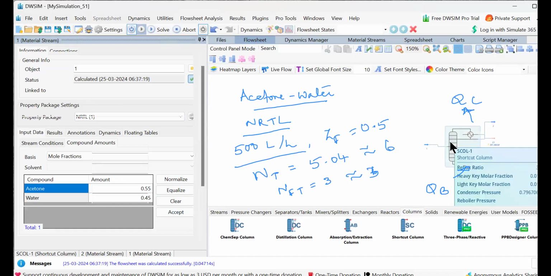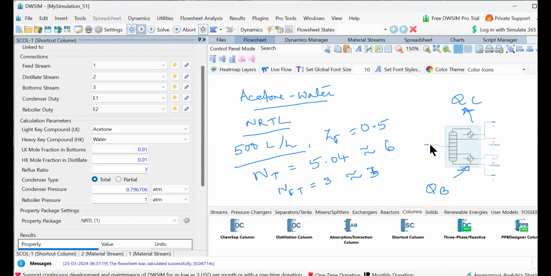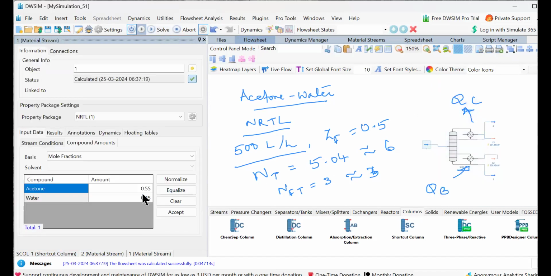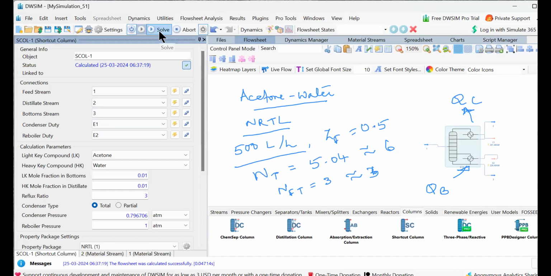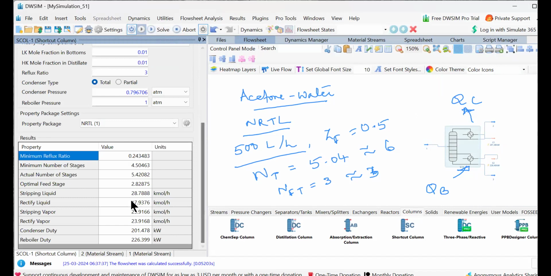Go to the distillation column again and check whether the feed composition is taken. Yes, it has taken. Now click on the distillation column. Reflux ratio is still 3. I want to now run the program with this particular distillation column. Now run the program and then check the details again. Now there will be a change.